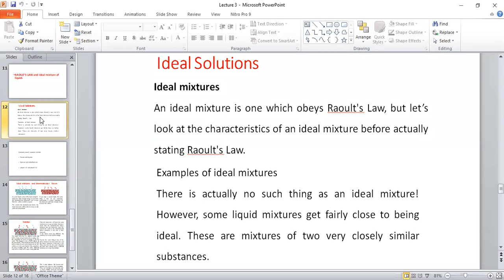In a real sense, there is actually no such thing as an ideal mixture, but there are some liquid mixtures that get fairly close to being ideal. Very, very close to being ideal. These are mixtures of two very closely similar substances. You will see the explanation soon. So when we have such, we'll take it to be ideal.